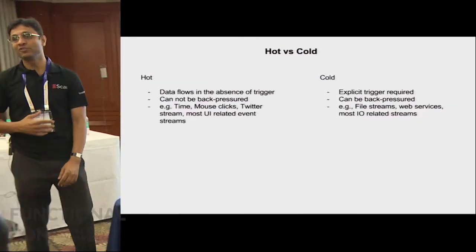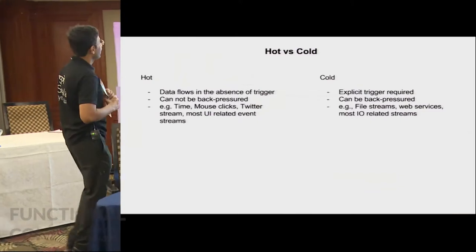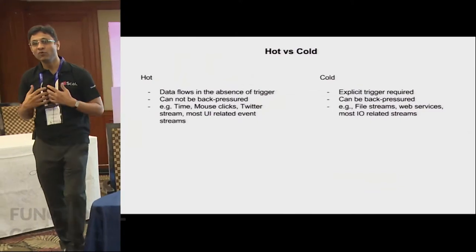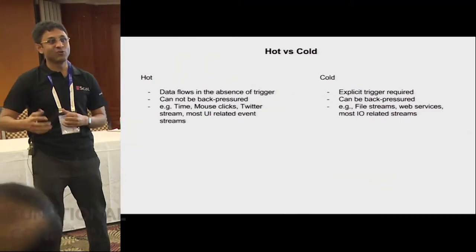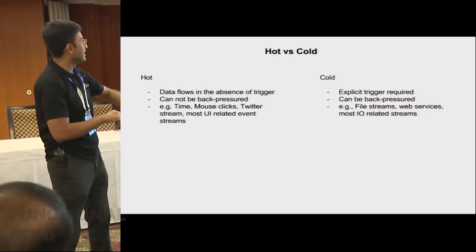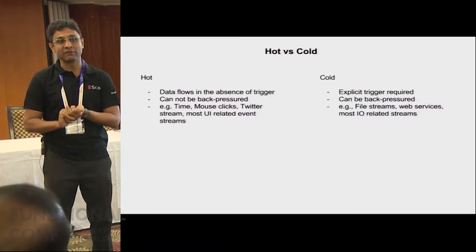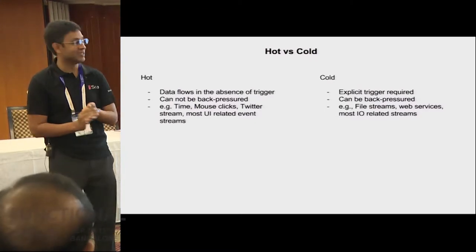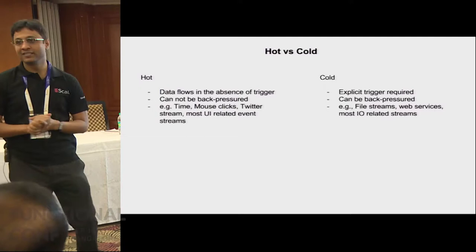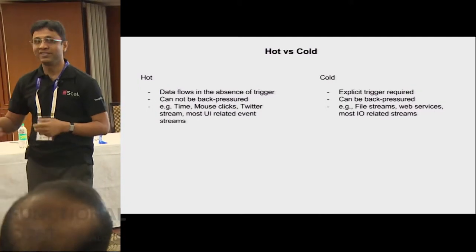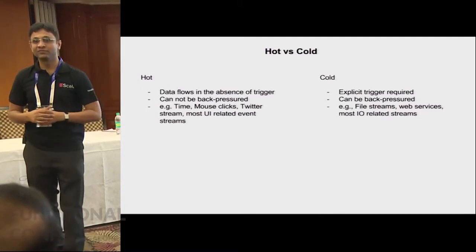Okay, this we also saw, hot and cold. So hot is where data flows without a trigger, and cold is where you need an explicit trigger. The examples of the cold are IO-centric things like web services and file system reads and all like that. For hot, it is mainly UI events and time and Twitter feed and stuff like that. Right. So those are the examples.